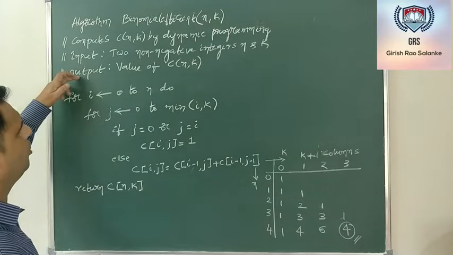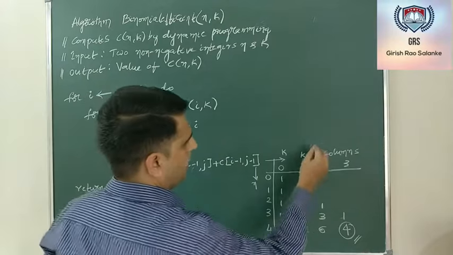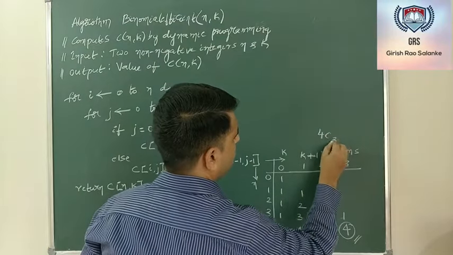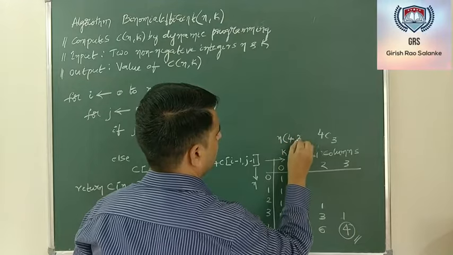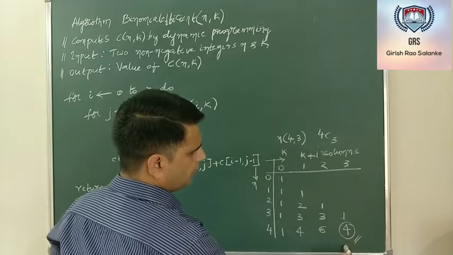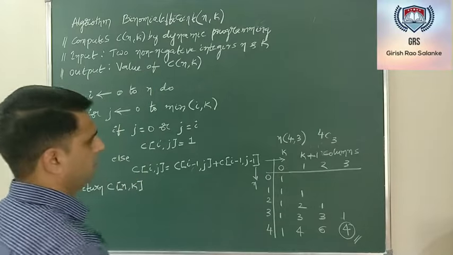And what is the output? Output is the value of C of n comma k. In this particular case, it was 4C3. That is nothing but I need to find the value of C of 4 comma 3. What is the output? If you see, the value is 4. It is the value of C of n comma k.